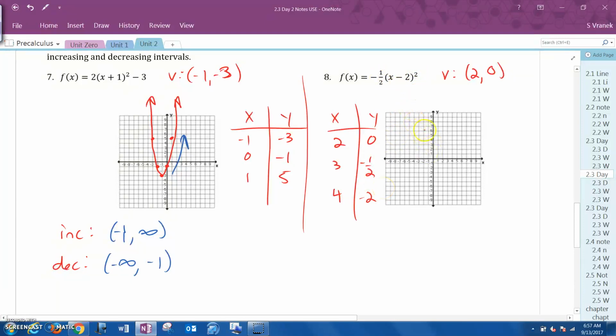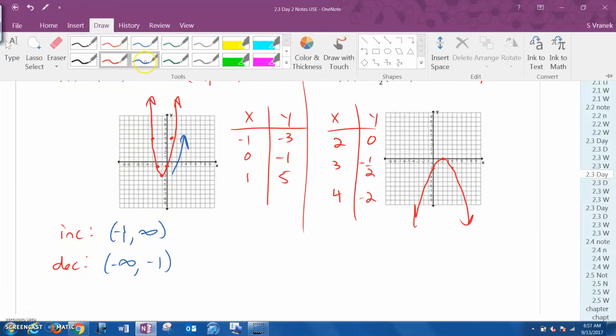So it looks kind of like this: 2, 0. 3, negative 1/2, so it's barely moving. 4, negative 2, which means that 1 will be at negative 1/2 and 0 will be at negative 2. So it's more compressed, which makes sense because the a value is 1/2 instead of 1.